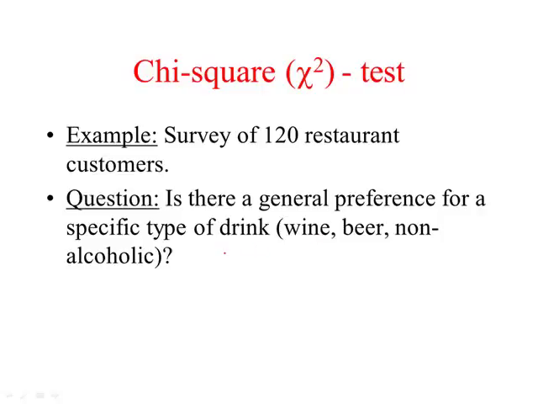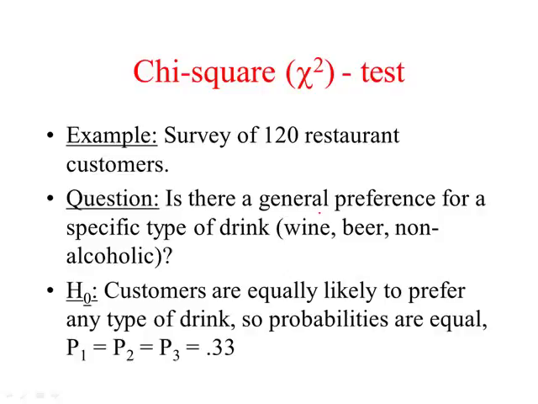So if this is our question, our null hypothesis is that no, there is no general preference for a specific type of drink, or people are equally likely to choose any of the 3. So the probabilities of choosing each type of drink are equal. So if there's no preference, people are just as likely to choose wine as beer as non-alcoholic. If that was the case, since we have 3 categories, we would expect 1/3 of the people to choose wine, 1/3 of the people to choose beer, and 1/3 of the people to choose non-alcoholic.